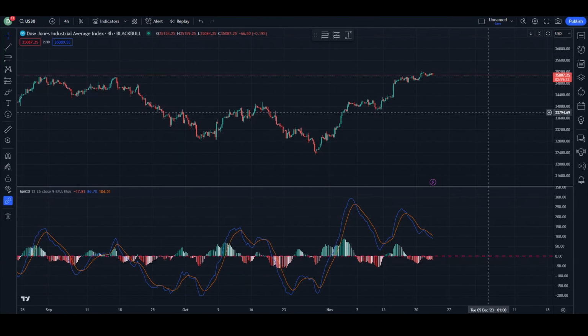The second form of indication that the MACD gives is a continuation. A continuation indication is given once both of the lines cross respectively below the zero line or above it.